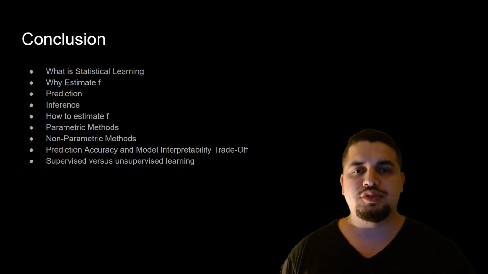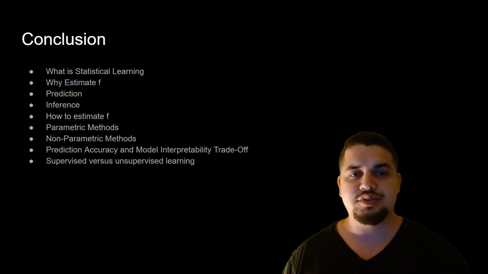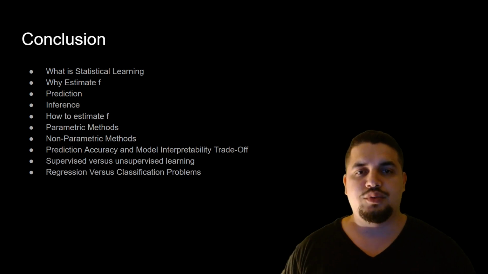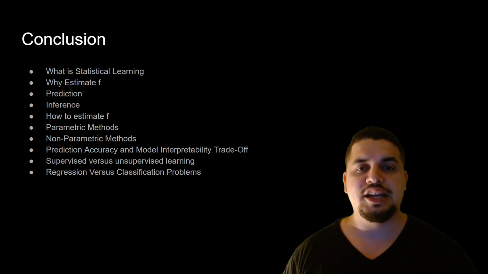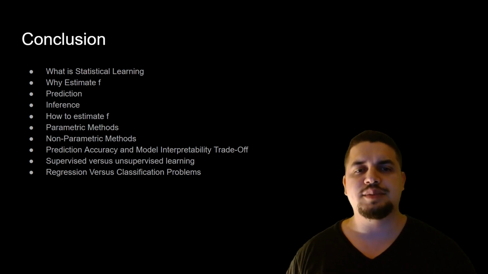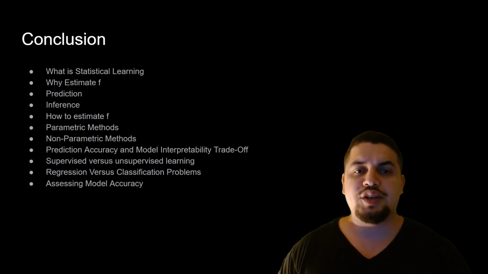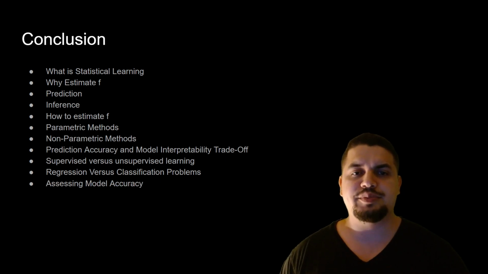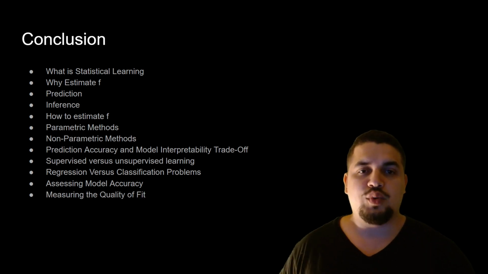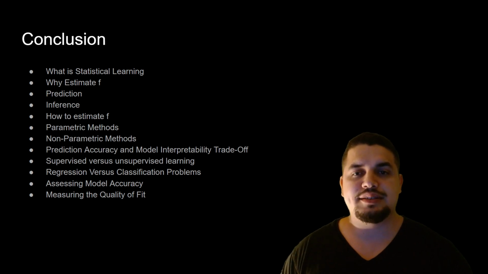Supervised learning uses labeled data to predict outcomes, while unsupervised learning finds patterns and structures in the data without predefined labels. Regression predicts continuous outcomes, whereas classification categorizes data into predefined groups, addressing different types of predictive modeling challenges. Evaluating a model's performance involves comparing its predictions against actual outcomes to determine its effectiveness. The quality of fit for a model is typically assessed using statistical measures like mean squared error, which indicate how well the model's predictions match the actual data.